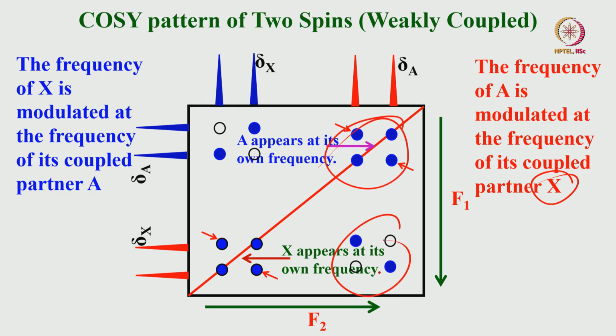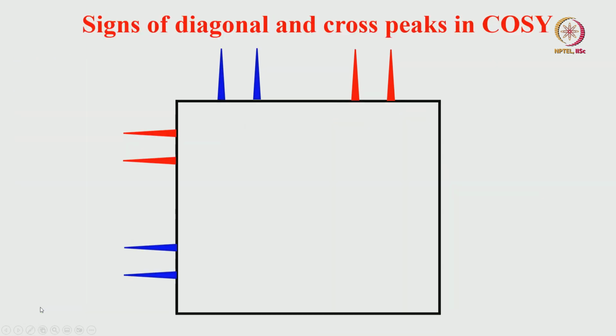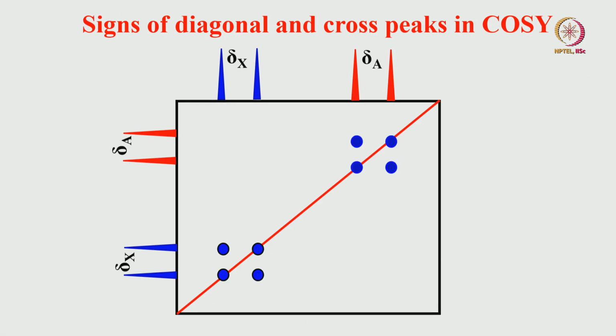Here, antiphase doublet. In this dimension, if this is positive, this is negative. In this dimension, if this is negative, this is positive. That is what it means. So, this is the COSY pattern you are going to get in two spins which are weakly coupled. So, the signs of diagonal and cross peaks are like this.